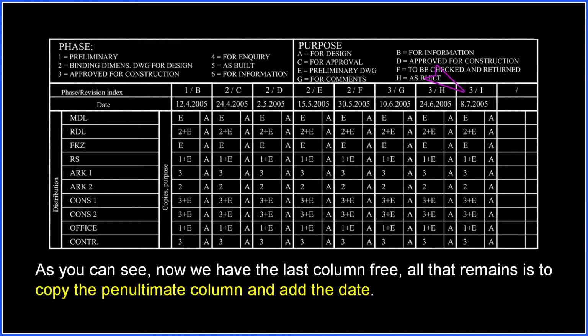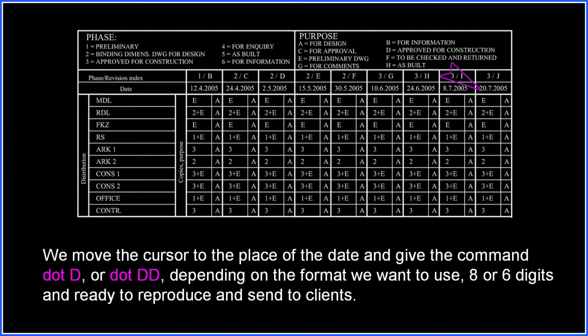All that remains is to copy the penultimate column, paste it in the empty one and add the new date. We move the cursor to the place of the date and give the command .d or .dd depending on the format we want to use, 8 or 6 digits, and ready to reproduce and send to clients.